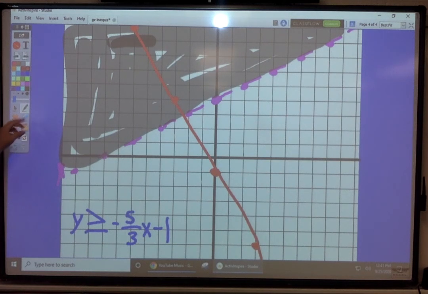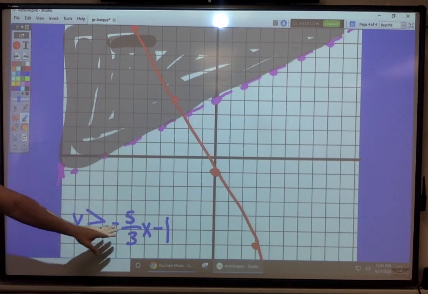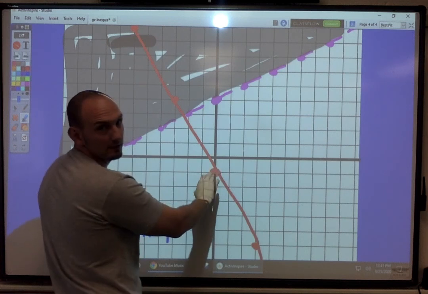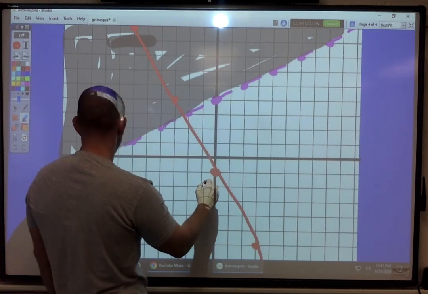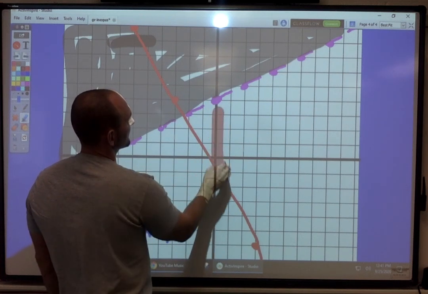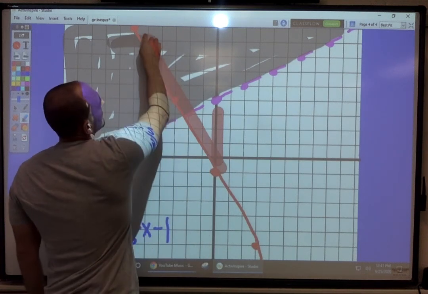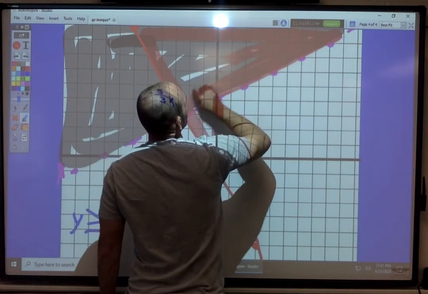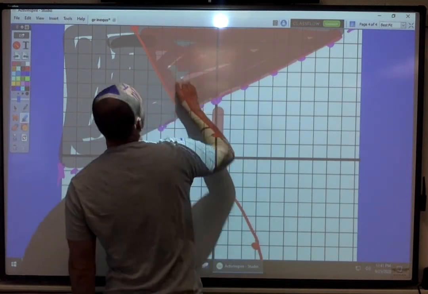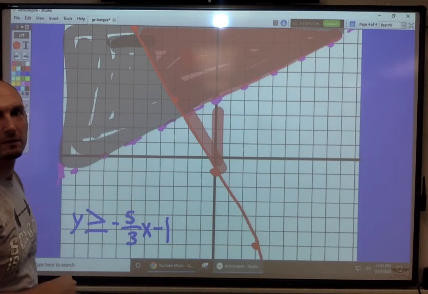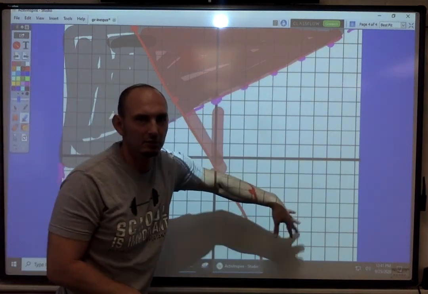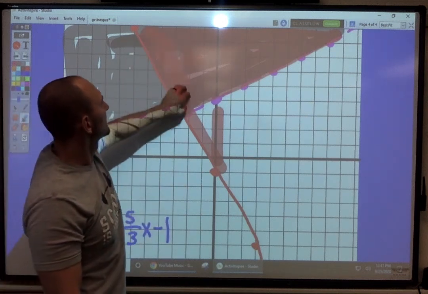It says y is greater than, so greater than this. So where are my y values greater than this line? Above it. So above it will be this side of the line. So all this. There's your double shaded region. I don't care about shading the rest of it, but if I did, it'd be this section above it. So there is your answer region.